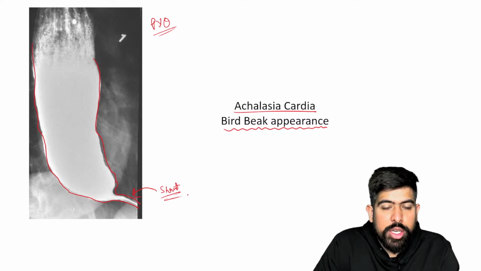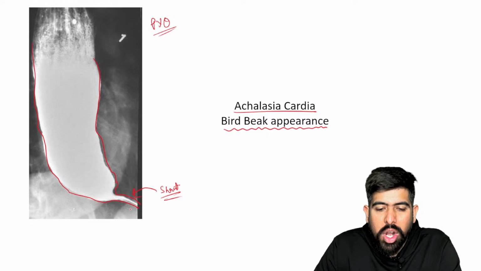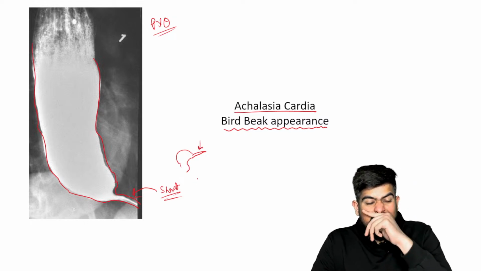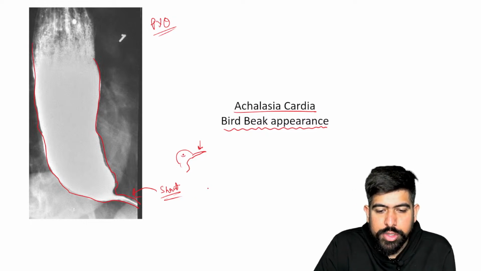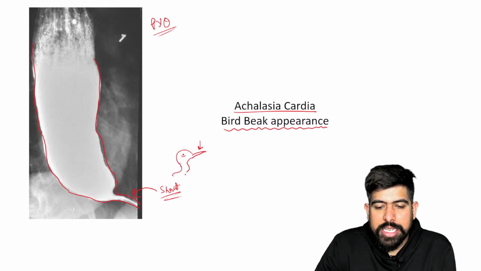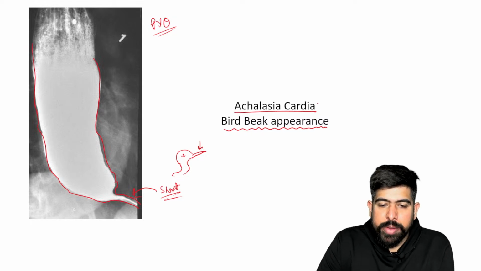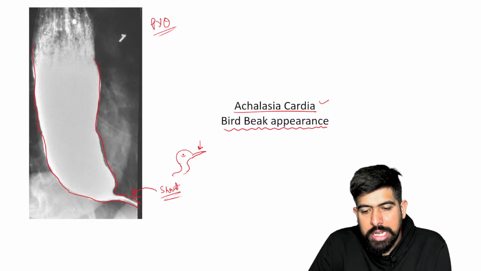They will also ask about one long narrowing, that is your carcinoma esophagus. So there will be the short narrowing, which is like a bird beak. So this bird has this beak. This is having the bird beak appearance, which is seen in achalasia cardia. So bird beak appearance will be seen in achalasia cardia.